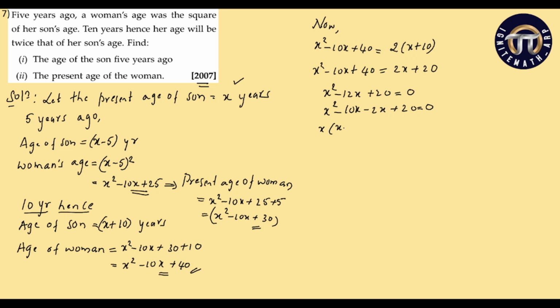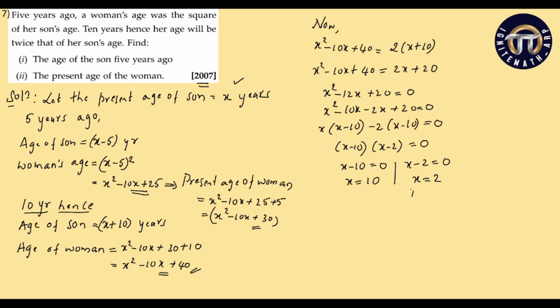So x I am taking out, x minus 10, minus 2 (x minus 10) is equal to 0. Now (x minus 10) times (x minus 2) is equal to 0. So x minus 10 is equal to 0, or x minus 2 is equal to 0. x is equal to 10 we get, and x is equal to 2 we get. Clear, children? So x equal to 2 is ignored.